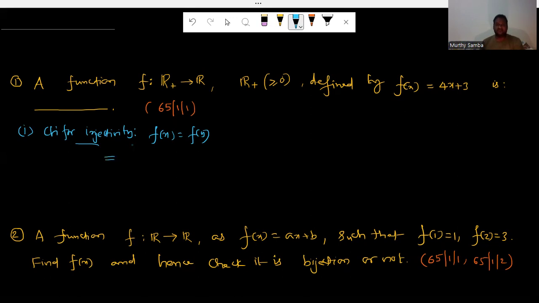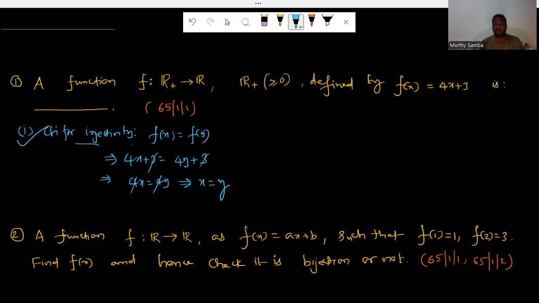f of x is 4x plus 3, equal to f of y, which means 4y plus 3. So here 3 and 3 get cancelled. Then 4x is equal to 4y. When 4x is equal to 4y, here x cannot be negative, and x square, x cube, x to the power of 4 terms are not there, so you can directly cancel 4 and 4. Then you get x is equal to y. What does this mean? It means it is an injective function, a one-to-one function.